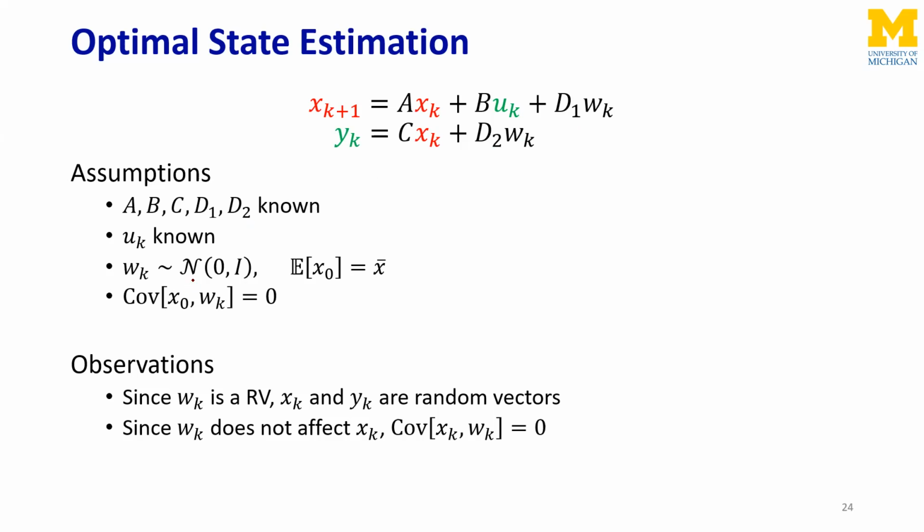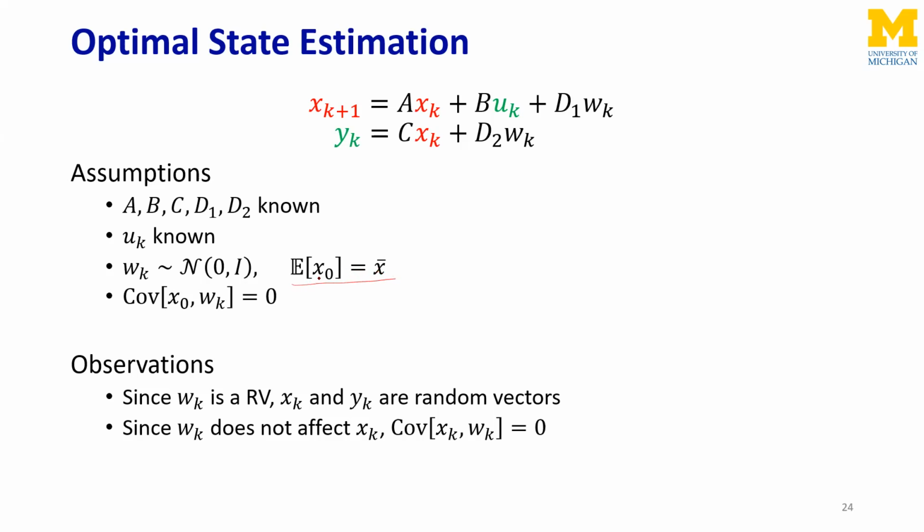And not only is it Gaussian, it's a special Gaussian with zero mean and the identity matrix for the variance, which means it looks the same in all directions. So changing D1 and D2, as I showed you in the previous slide, allows us to assume a very simple statistical property of the noise Wk. We are also going to assume that the expected value of the initial state is X bar.